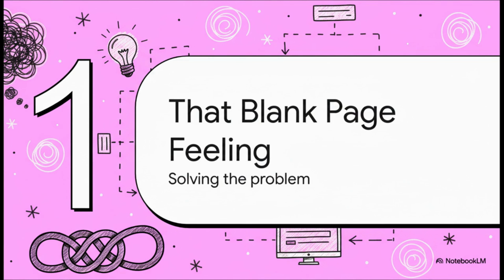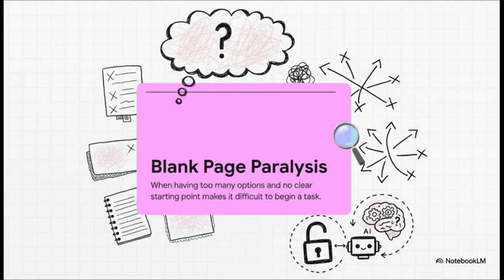All right, first things first, let's talk about that moment of hesitation. It's a very real thing. And sometimes just giving a problem a name is the first step to actually solving it. So, believe it or not, there's a name for this. It's called blank page paralysis. It's what happens when you've got all the options in the world, but no clear starting point. And the most important thing for you to hear is that this is not a personal failing. It's a known psychological thing that happens when our brains just get overwhelmed with too much choice.